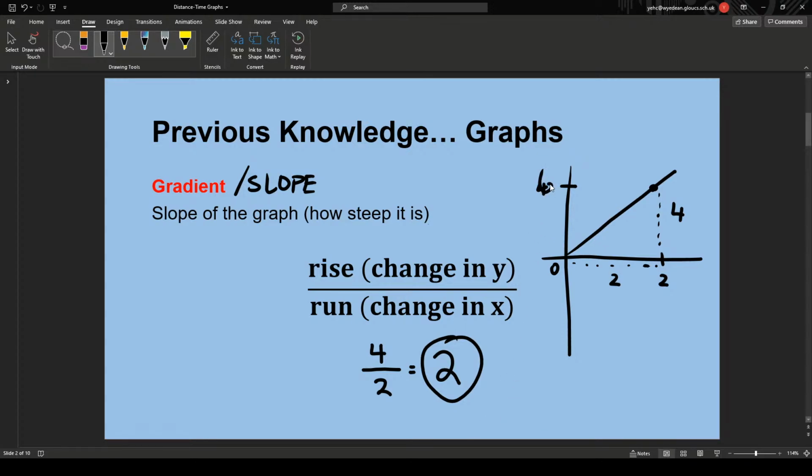And if this was 6 and this was 4, then rise is 6, run is 4, and the overall gradient would be 3 over 2 or 1.5. But basically the gradient, which is the slope, exactly as you've done in maths previously, is the change in the y-axis, how far it went up or down, divided by the change in the x-axis, how far it went across. So this is a key point that I want you to understand when we look at distance time graphs.